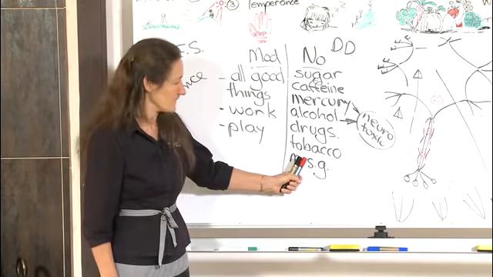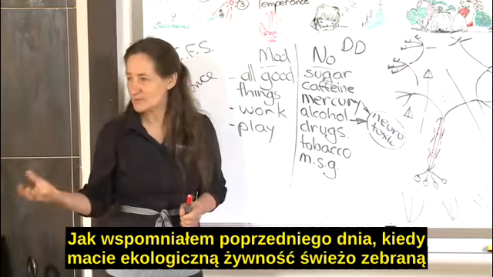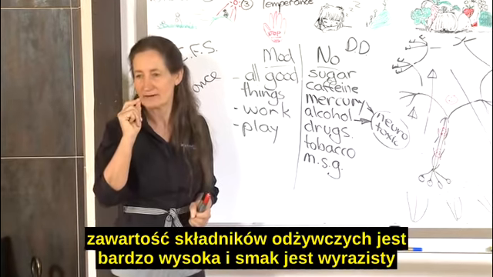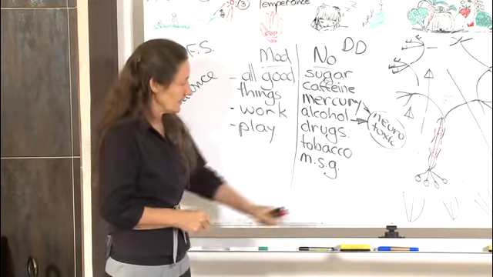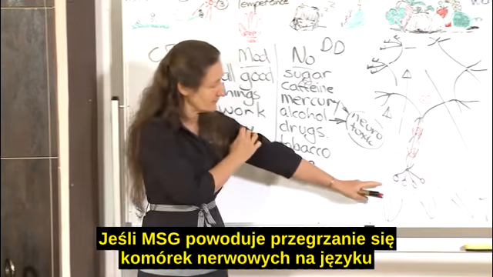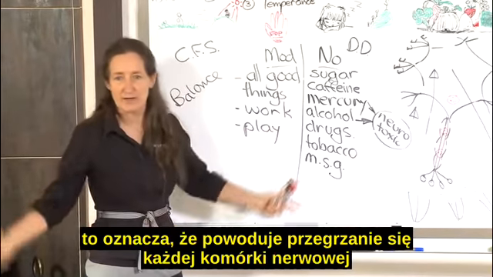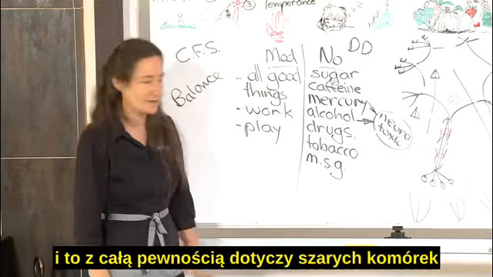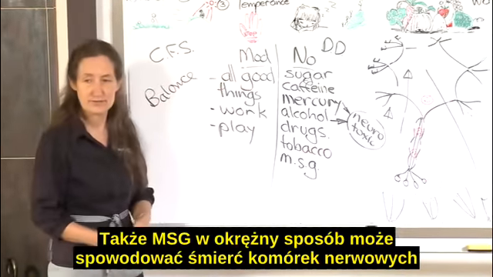Okay? And as I mentioned the other day, when you have organic food, food just picked, the nutrient content is very high and the flavour is very high. High flavour, high minerals. If MSG causes the nerve cells on the tongue to overfire, that means it causes nerve cells everywhere to overfire. And that absolutely happens in the brain. So MSG, in a roundabout way, can cause death of the nerve cell.